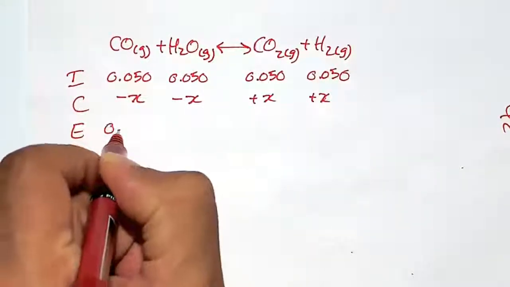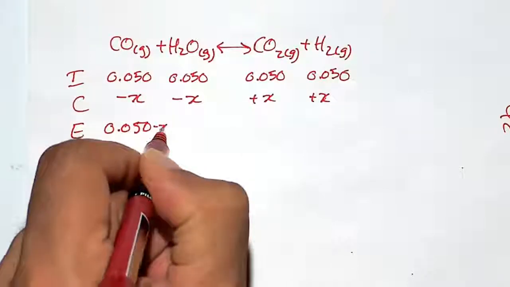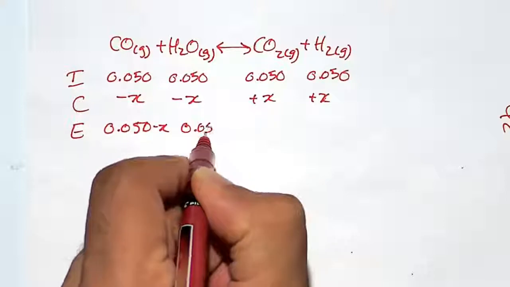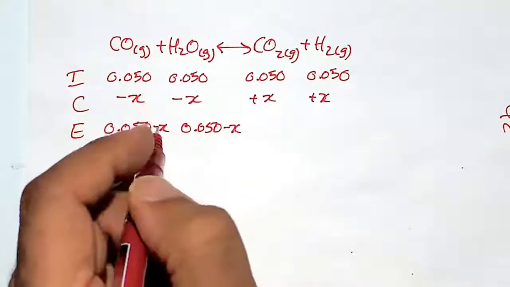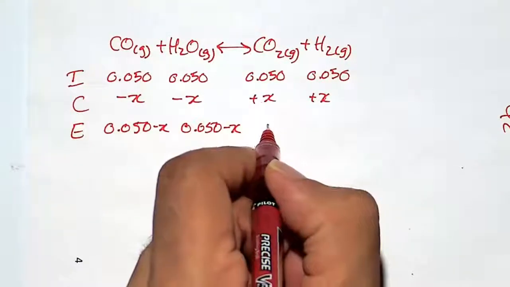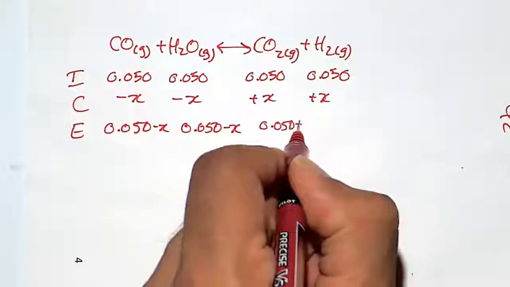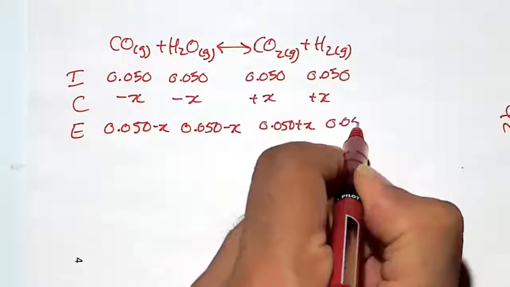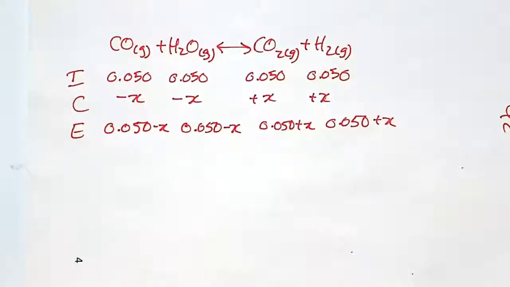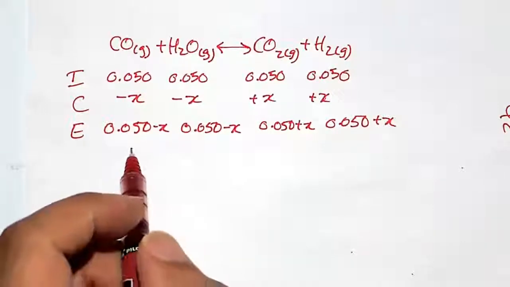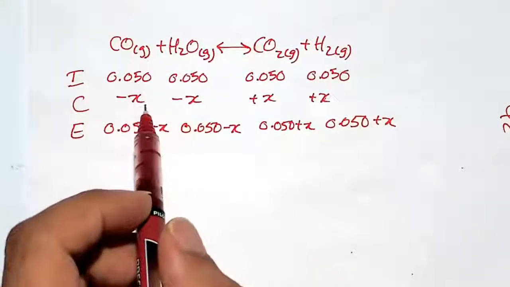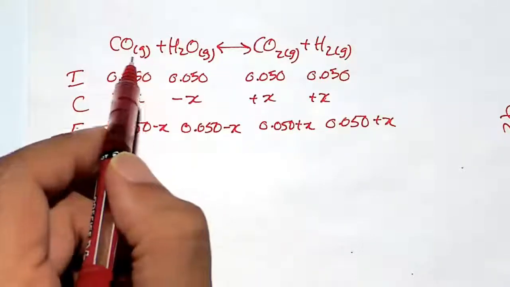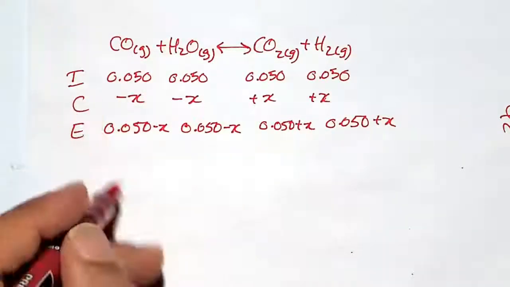So at equilibrium, we will have 0.050 minus x as the equilibrium concentration of carbon monoxide gas. Our equilibrium concentration of H2O gas will be 0.050 minus x. The equilibrium concentration of carbon dioxide will be 0.050 plus x, the same as the equilibrium concentration of hydrogen gas. It's just x because we have 1 mole being carried from the left to the right.